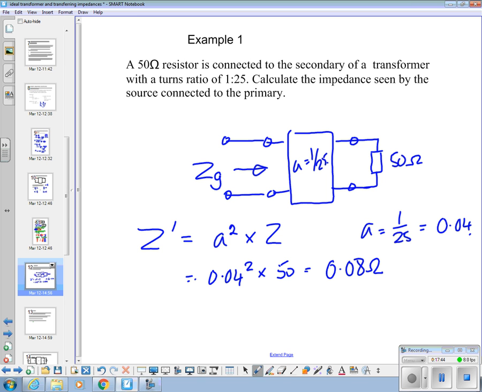But this is a transformer where N1 is 25 times smaller than N2. So we're talking about the voltage being higher on the secondary side than the primary side, so we expect the current to be down. Expect a high current this side, so we expect a lower impedance seen by the generator than is actually connected. So a step-up transformer makes the connected impedance look very much smaller than it actually is. Conversely, if we made that 25 to 1, that would be a step-down transformer, and it would make the impedance look larger.